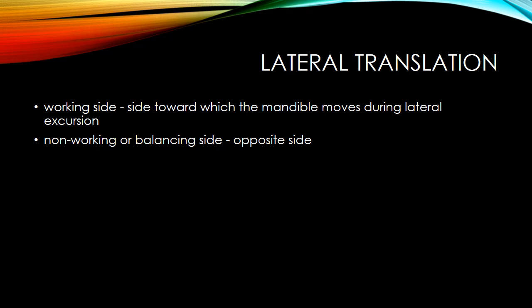So during lateral translation, we have a working side and a non-working or balancing side. Working side is the side toward which the mandible moves during lateral excursion, and it is termed working side because it is where the chewing occurs. The condyle on the working side is the one with the hinge movement only. Non-working side or balancing side is the opposite side. The condyle on this side is the one with translational movement.